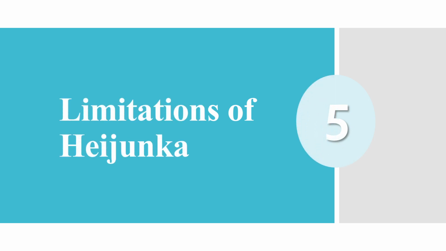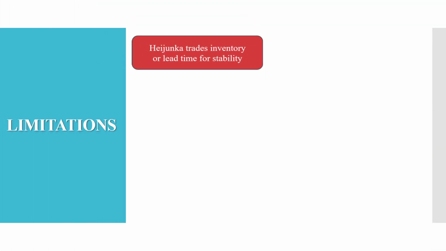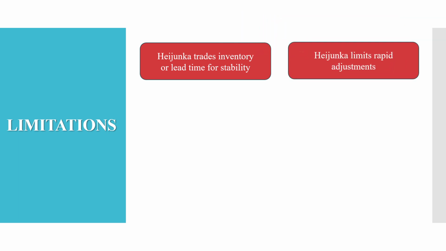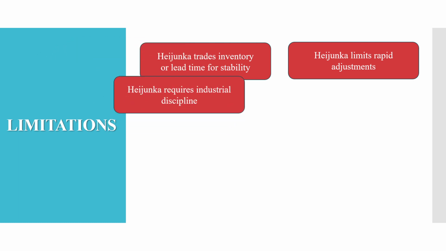Then what are the limitations of Heijunka? After understanding the benefits, now let us understand the limitations. Heijunka trades inventory or lead time for stability. Heijunka has to deal with inventory and lead time particularly for stability purposes. Heijunka limits rapid adjustment. Whatever rapid adjustment we can do has limitations because of this Heijunka lean tool.